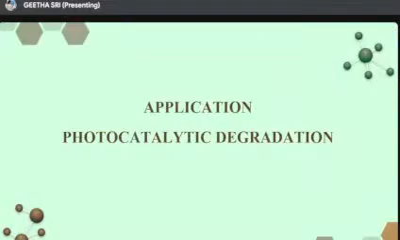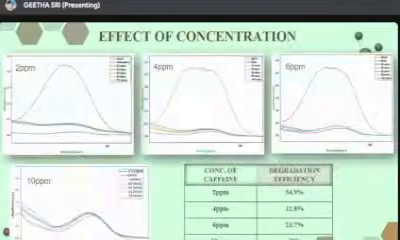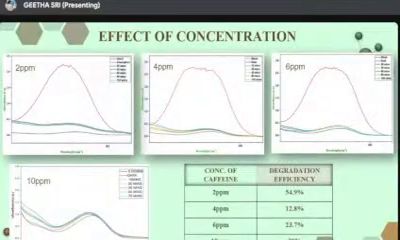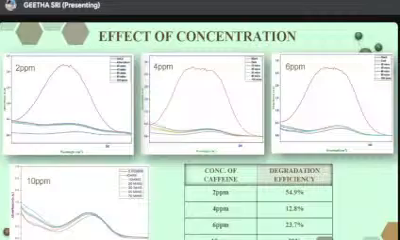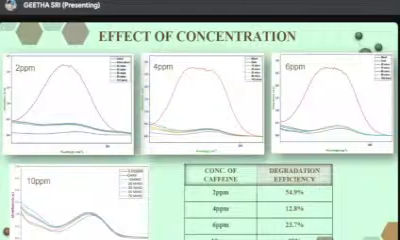Then the application: the photocatalytic performance of barium hafnate was studied for caffeine degradation. The caffeine degradation was examined at 2, 4, 6, and 10 ppm concentrations. Maximum degradation efficiency of 54.9% was observed at 2 ppm, while other concentrations showed lower degradation efficiency. This may be due to saturation of active sites and reduced light penetration at higher concentration.